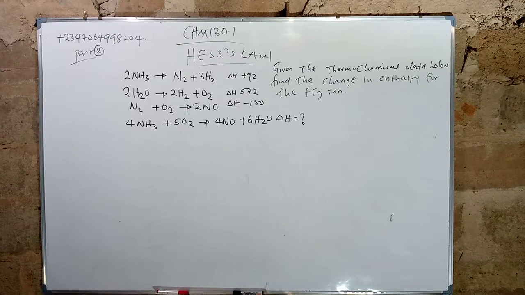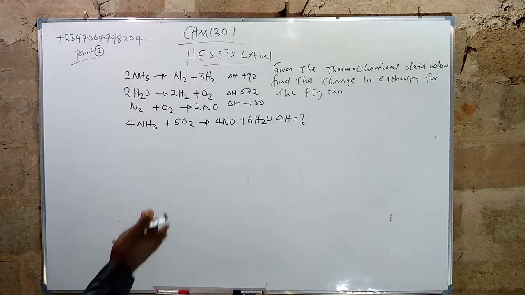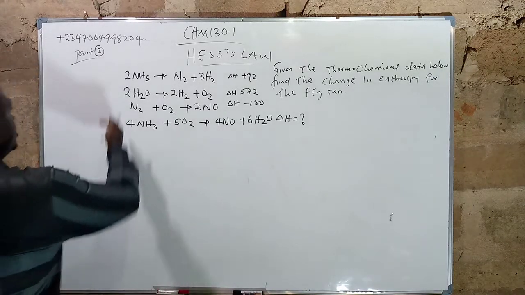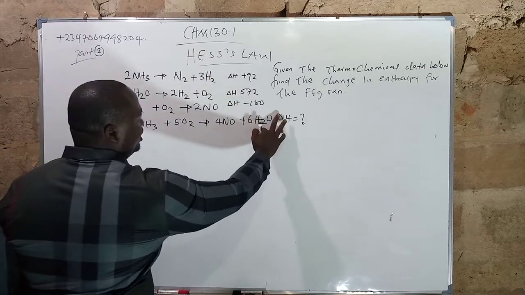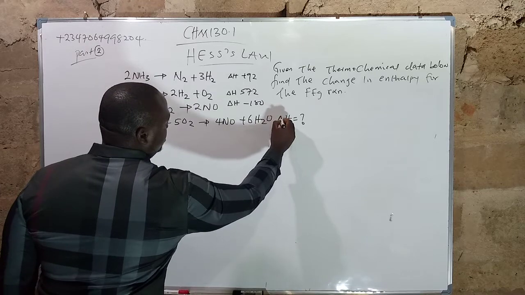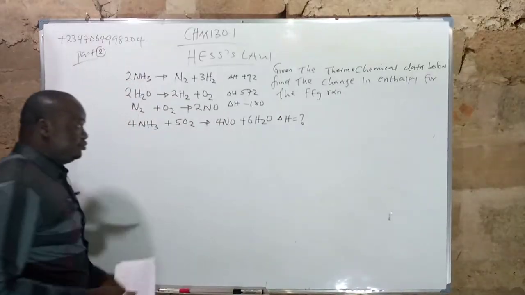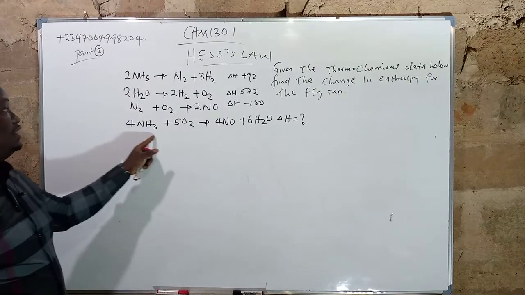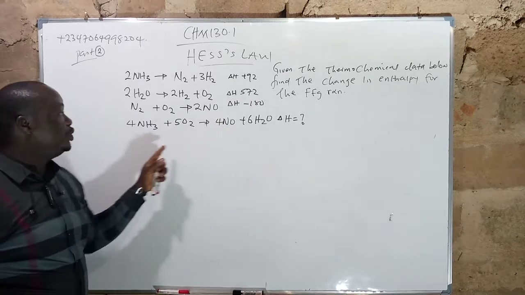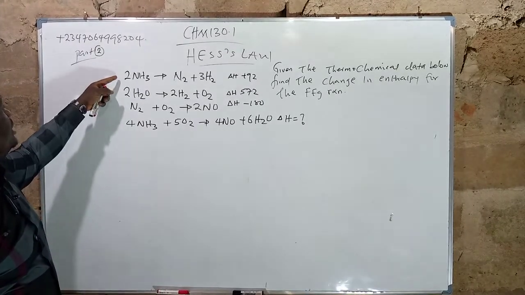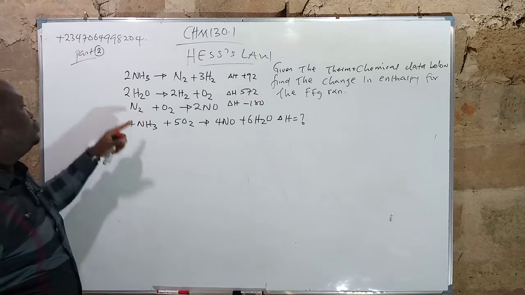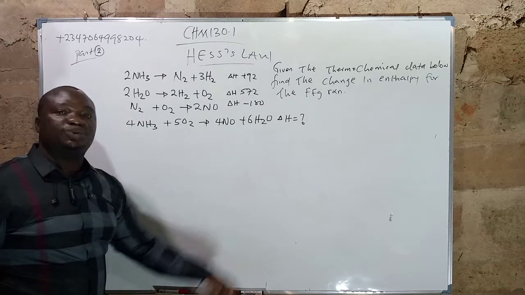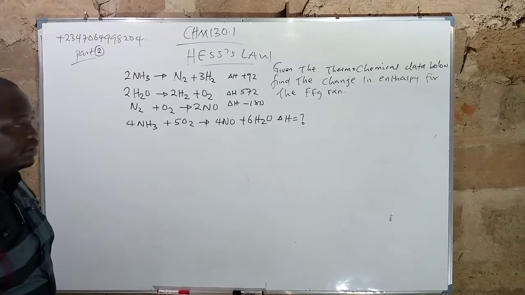Of course, we are into this. You are given the thermochemical data, find the enthalpy for the following reaction. Look at it. We can see the three reactions have enthalpy, but this one does not have enthalpy. So you have to calculate it. What it means is this is your base reaction. You don't touch it. You only make sure that equations 1, 2, and 3, you adjust and manipulate them to make sure it's exactly as equation 4. Are you with me? Good.